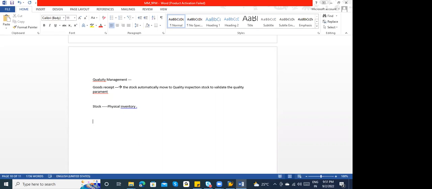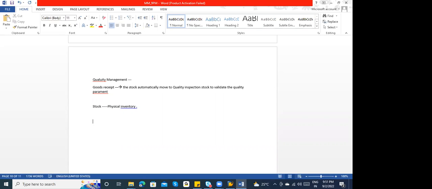Suppose, let's say, suddenly I want to do some physical inventory in my location. Immediately I can create that physical inventory count and validate each and everything against the system stock. So it's not necessarily that we should go with the cycle count. Depending on the client requirement, I can go with the cycle count, or I can go with the normal manual physical inventory count.